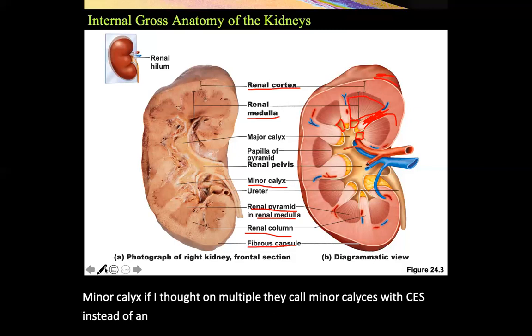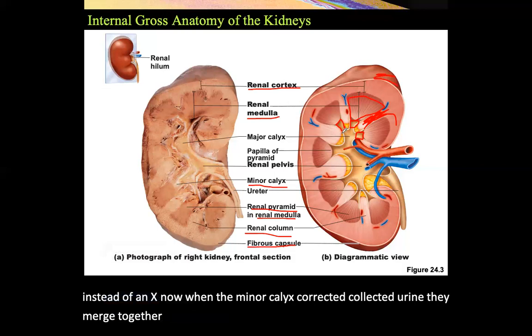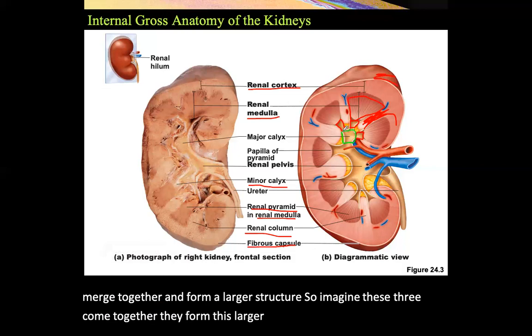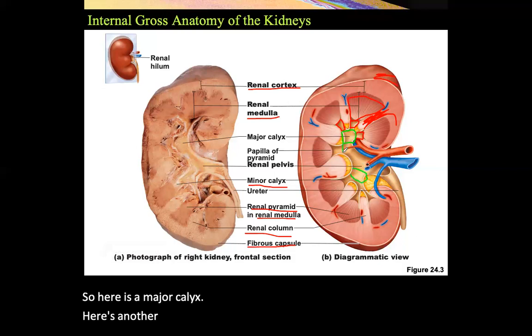Now, when the minor calyx collect the urine, they merge together and form a larger structure. So imagine these three come together. They form this larger structure called the major calyx. So here is a major calyx. Here's another major calyx. Here is another major calyx right here, which is the merging of these two.